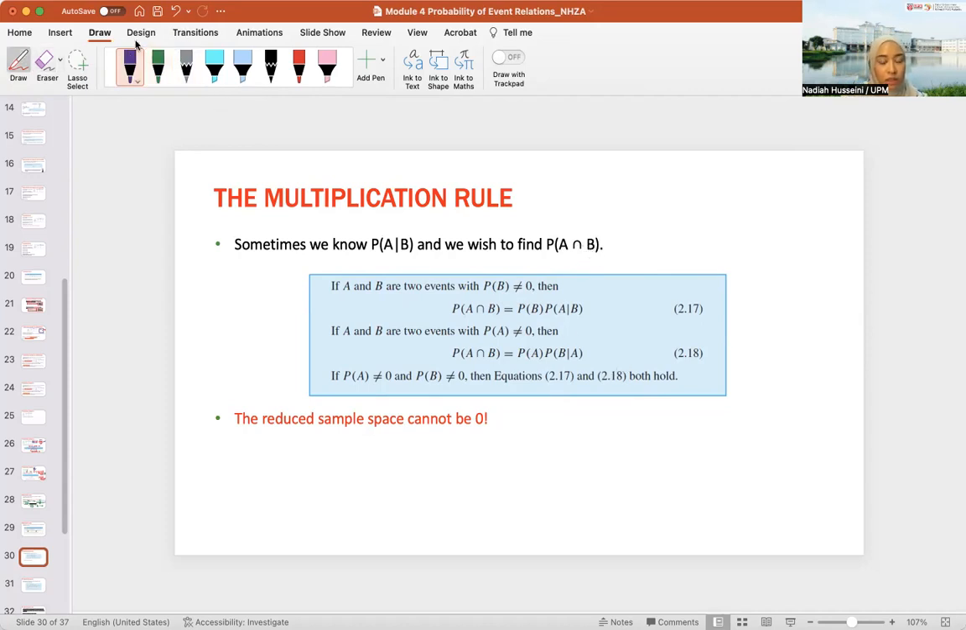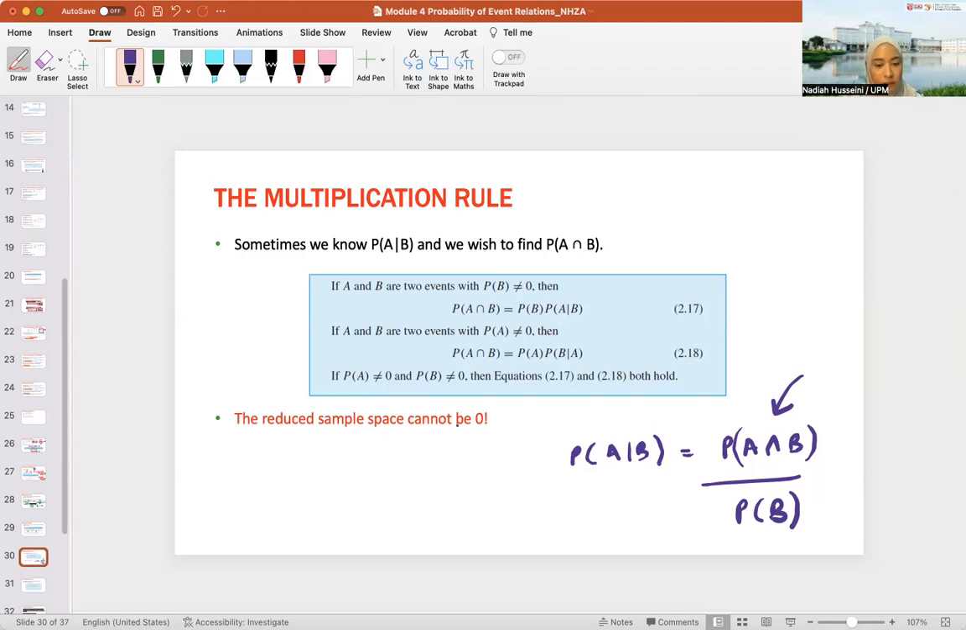Now using the equation of conditional probability, so this is P(A intersect B) over P(B). This is your limiting factor. You want to find out this side over here. What do you do? You multiply both sides of the equation with the probability of B, and you get P(A intersect B).